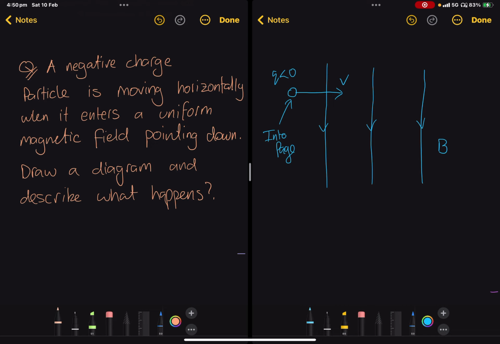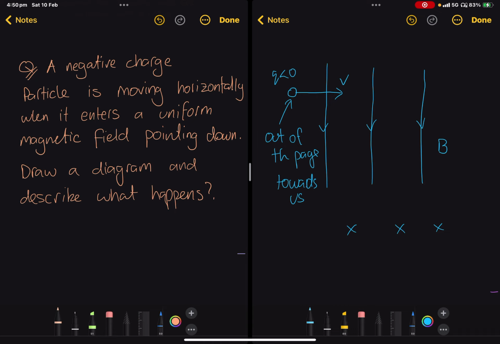However, the charge is negative. So it's not going to be into the page. That would be the case if we had a proton, for example, a positive charge. It would go into the page. The force will be out of the page or out of the screen. It will be towards us. Towards us.